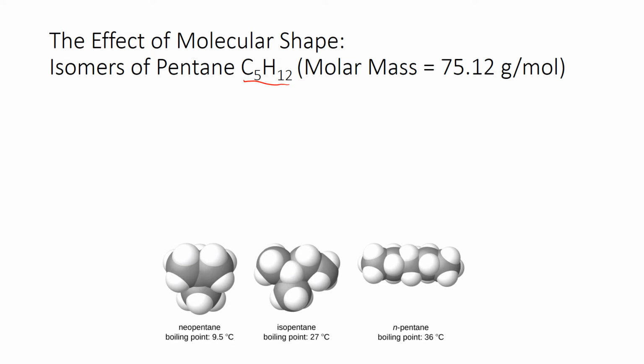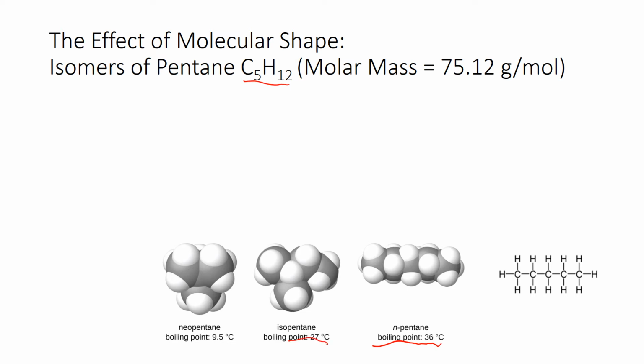Now my isomers, starting on the right-hand side, n-pentane is one long chain of carbon atoms, and it has the highest boiling point and the strongest intermolecular forces. So just to show you those 5 carbons, this is your more traditional structural formula, where you can see those 5 carbons in one long chain together.